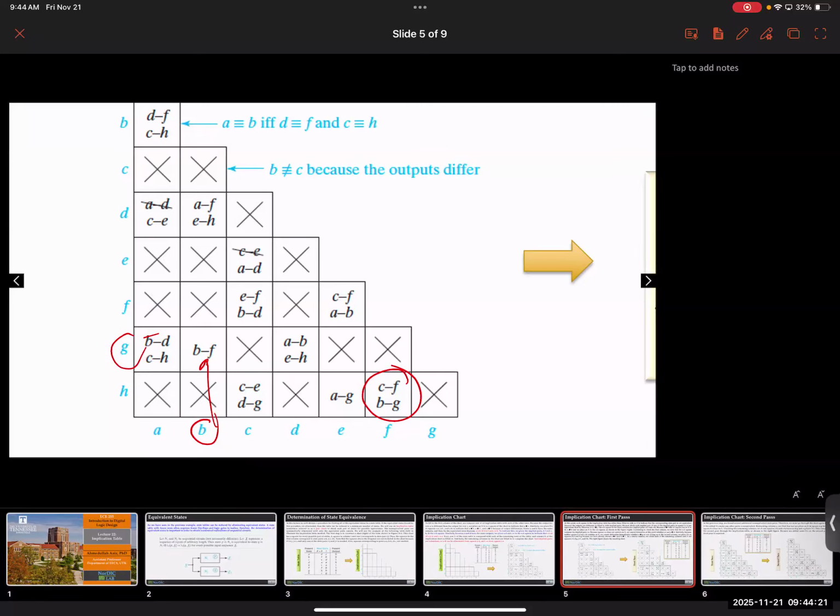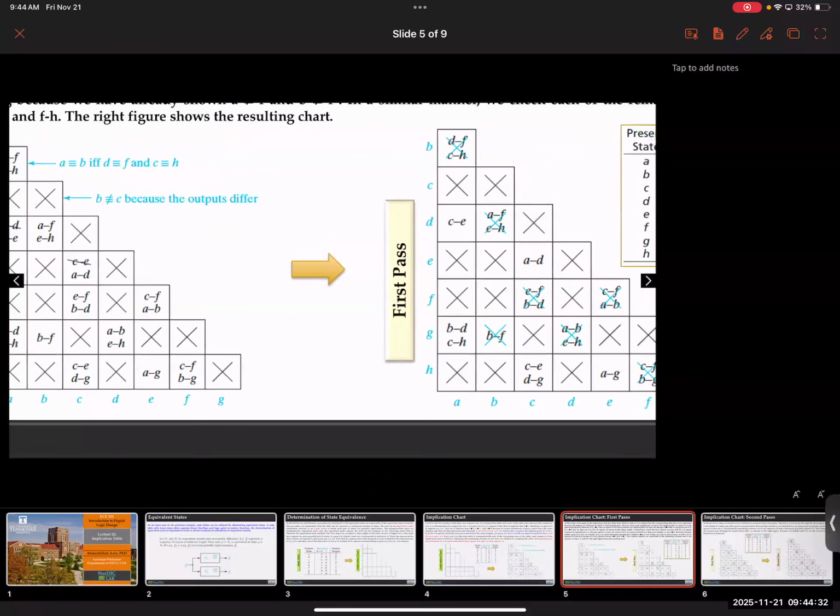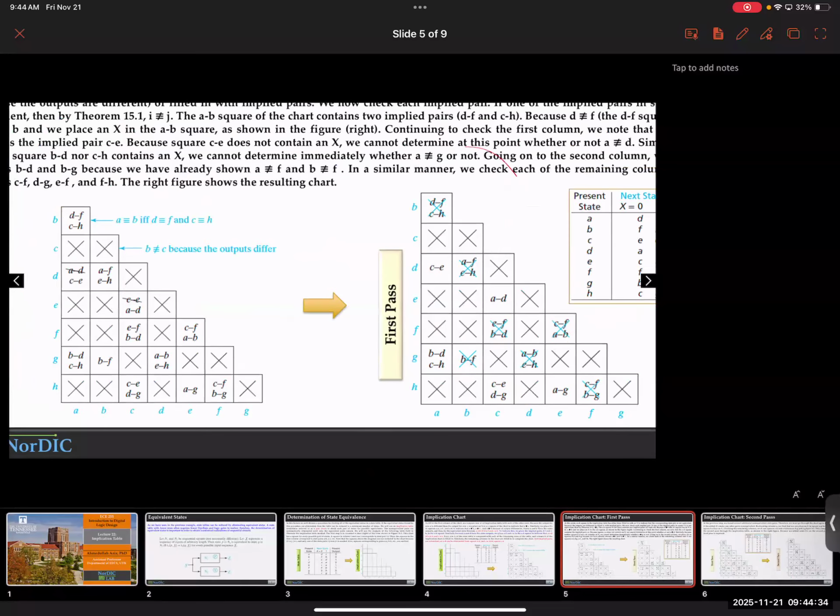So take every one of these combinations, look for whether or not you can cross out either of them. If you can cross either of them, you can cross the entire box. And after you go through this pass, this is the first pass, you basically cross out the ones you can. Are you okay so far? All right.